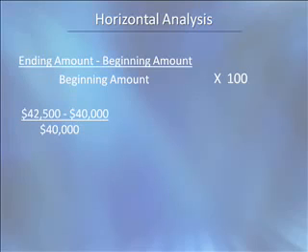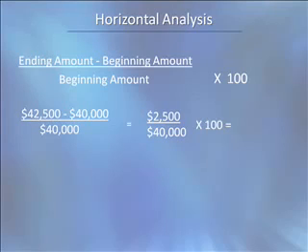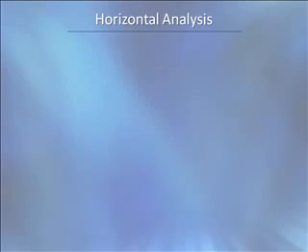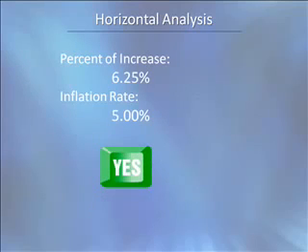The new salary is $42,500 and the current salary is $40,000. Thus the amount of change is $2,500. Divide the amount of change by the current salary of $40,000, multiply by 100, and the answer is a 6.25% increase in salary. This 6.25% increase is more than the 5% inflation rate.